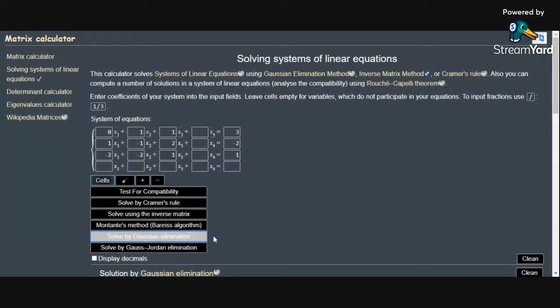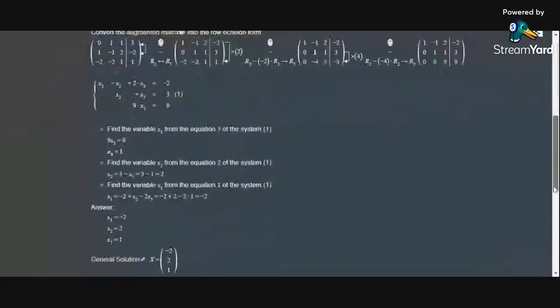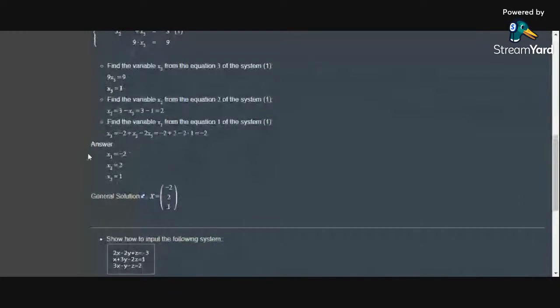Solve by Gaussian elimination. It gives you the whole process if you're interested in that. But here are our solutions. So this -2, that's our A. The 2 is our B, and the 1 is our C. So that's maybe a little bit of a cheat.